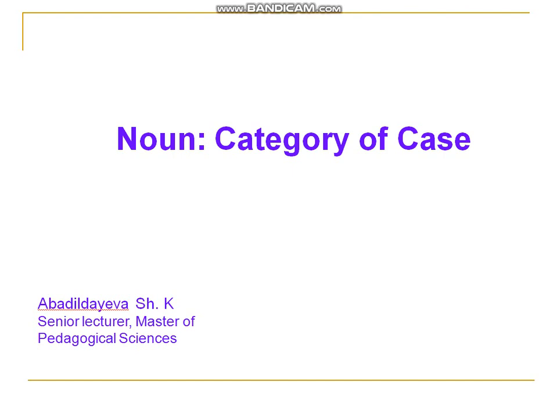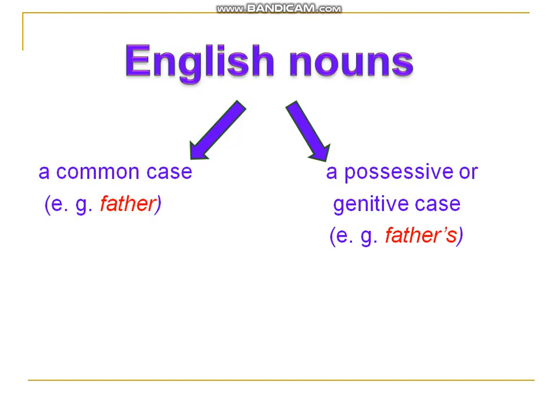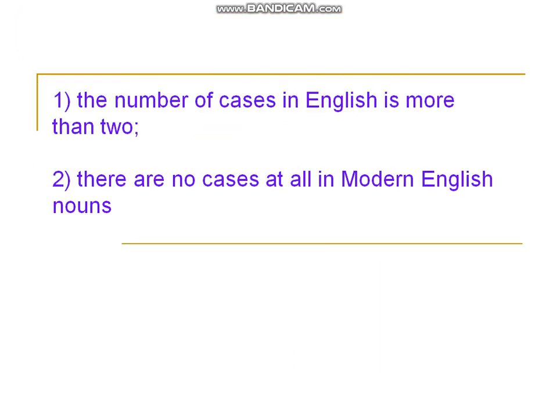The traditional view presented in most practical grammars is that English nouns have two cases: a common case, for example, a father, and a possessive or genitive case, fathers, where apostrophe S shows possession. However, there are some other views which can be divided into two main groups.